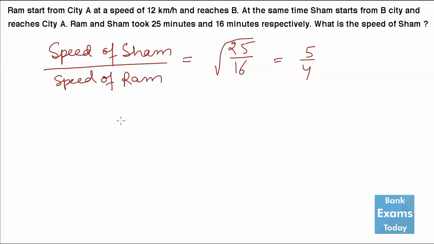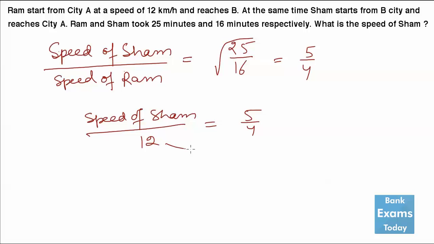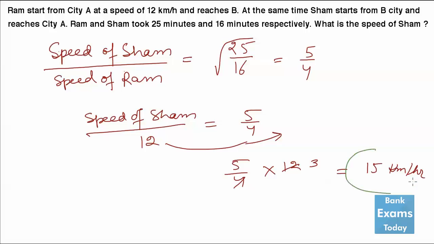Now the speed of Sham, we don't know, but the speed of Ram is given as 12 kilometers per hour, and it is equal to 5 upon 4. So we can take the 12 here. So it becomes 5 over 4 multiplied by 12. So 4 threes are 12, and the speed of Sham is 15 kilometers per hour, and that's our answer. You should learn this method.